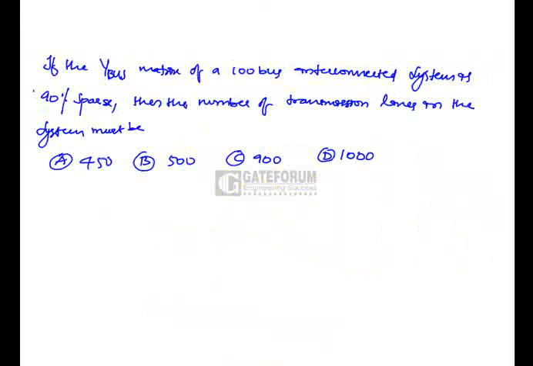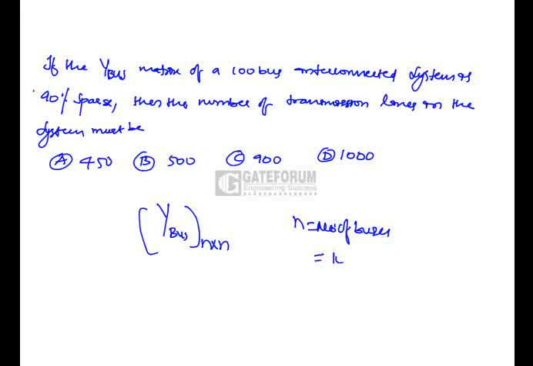The Y bus matrix of a 100 bus interconnected system is 90% sparse, then the number of transmission lines in the system must be. Okay, the Y bus matrix is of order n by n, where n is the number of buses. In the question it is given as a 100 bus system, so the total number of elements in the n by n matrix is n square. So this is 100 square, which is 10,000. So there are 10,000 elements in this Y bus matrix.